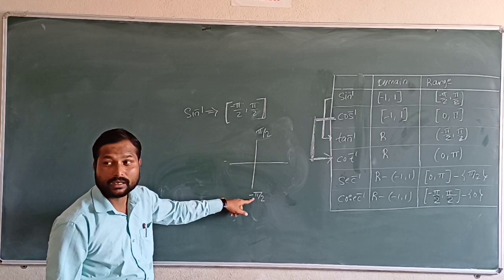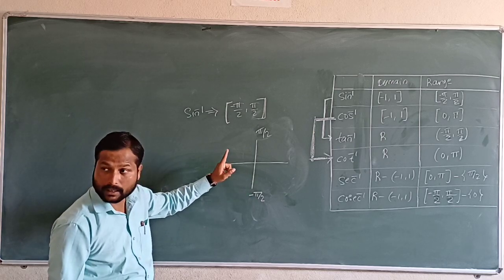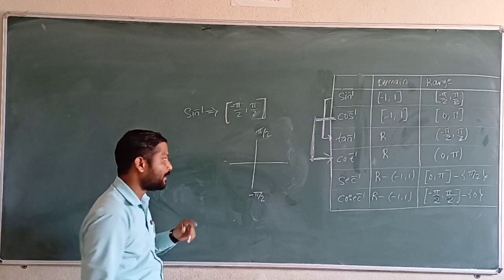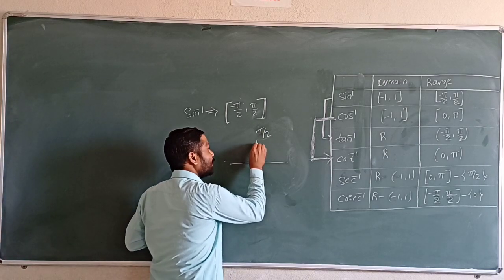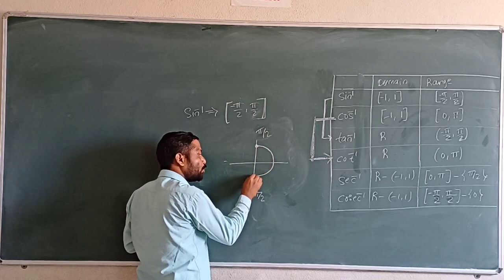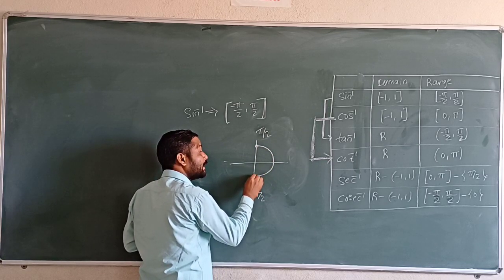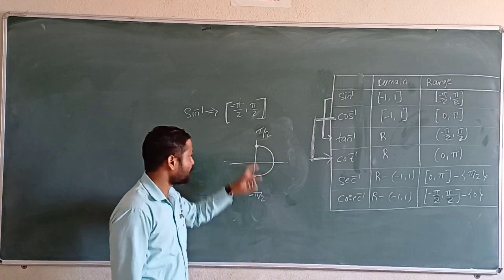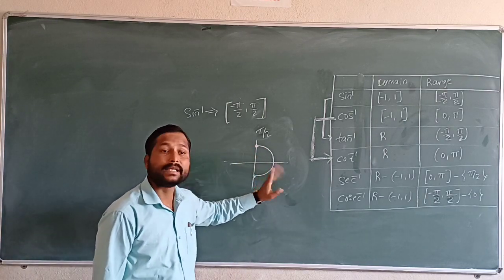What is the sine inverse range? Closed interval, minus pi by 2 to plus pi by 2. The answer will be in this range, that is minus pi by 2 to plus pi by 2. The dot means including, so minus pi by 2 and plus pi by 2 are both included.